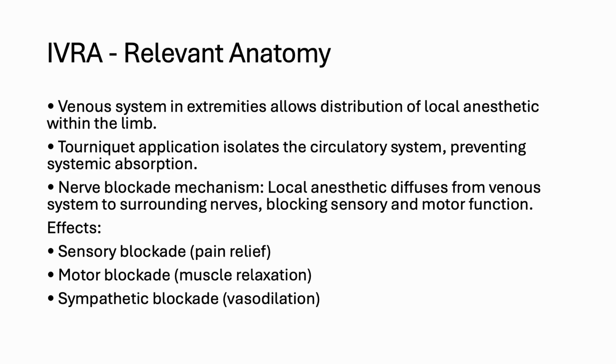The venous system of the extremities allows distribution of that local anesthetic within the limb. The tourniquet application is what isolates the circulatory system, preventing systemic absorption. And the local anesthetic diffuses from the venous system to the surrounding nerves. Like we said, they have that really dependent blood flow, leading to a sensory blockade, motor blockade, and sympathetic blockade.